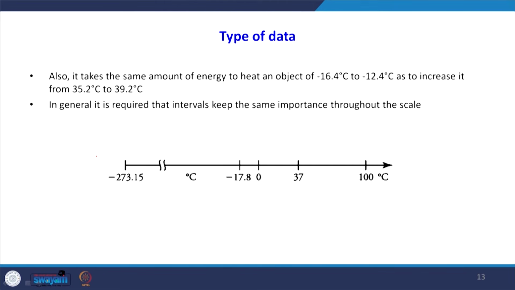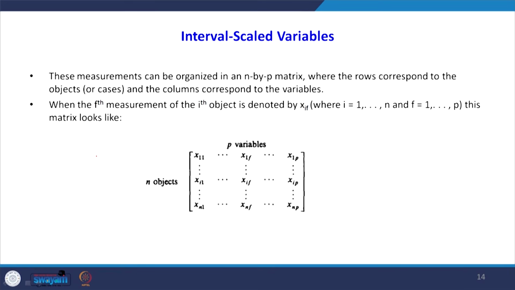In general, it is required that intervals keep the same importance throughout the scale. Interval scaled variables, these measurements can be organized in an n by p matrix where the rows correspond to the objects and the columns correspond to the variables, where the fth measurement of the ith object is denoted by xif, where i is 1 to n and f is 1 to p. So here in rows we have mentioned objects, and in columns we have mentioned the variables. Another name for objects is cases. The variables may be different variables.